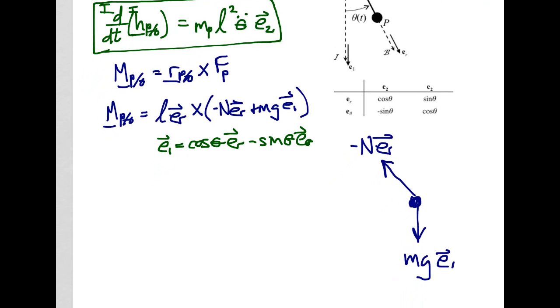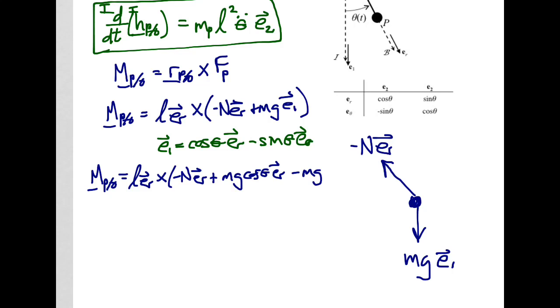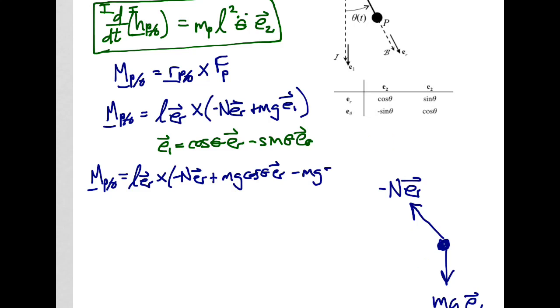Let's make that substitution and expand our cross product. And so we get the moment of P relative to O is equal to L e_r cross with negative N in the e_r direction plus mg cosine theta e_r minus mg sine theta in the e_theta direction.